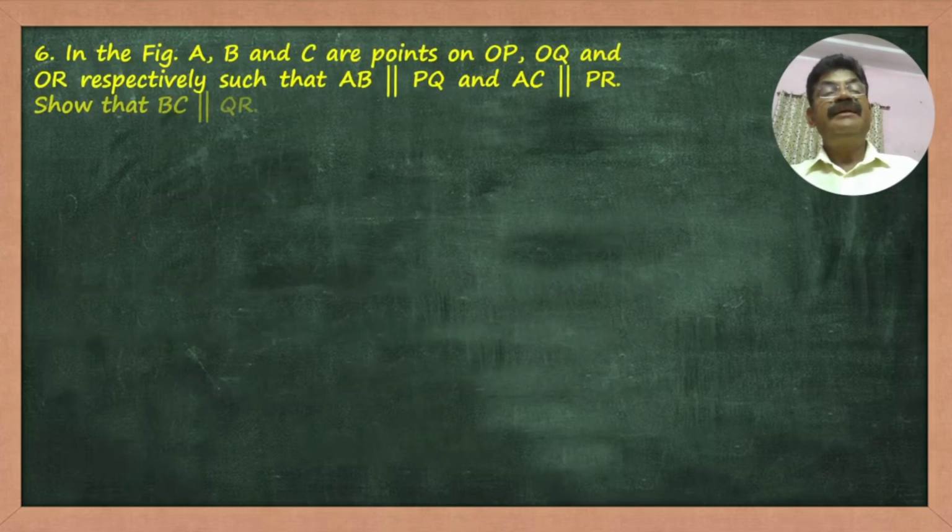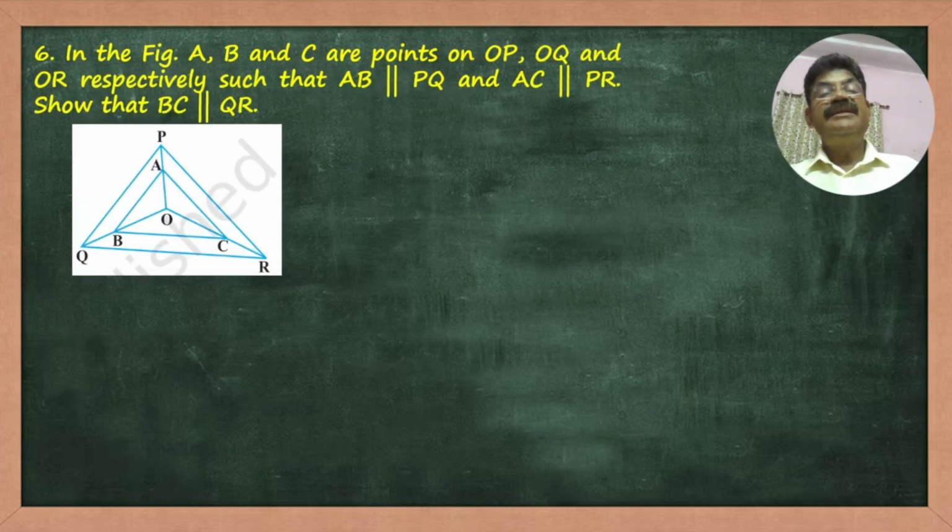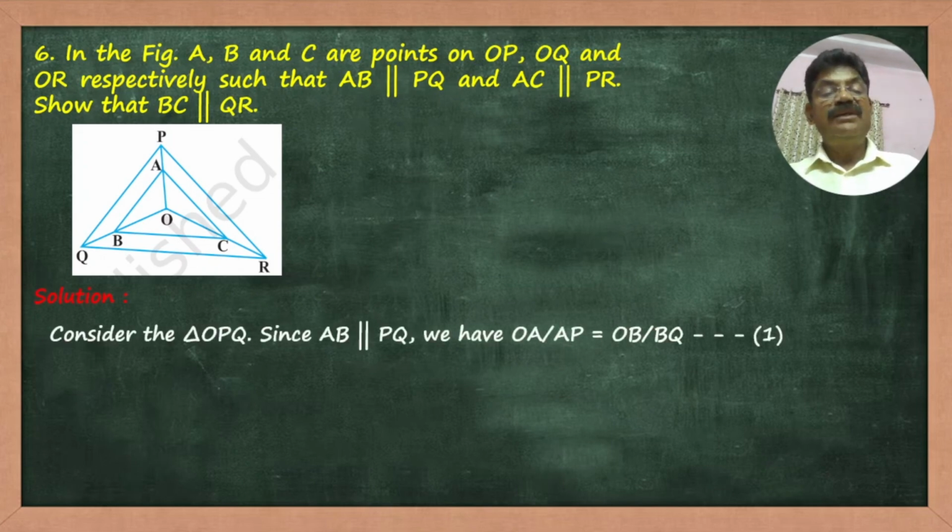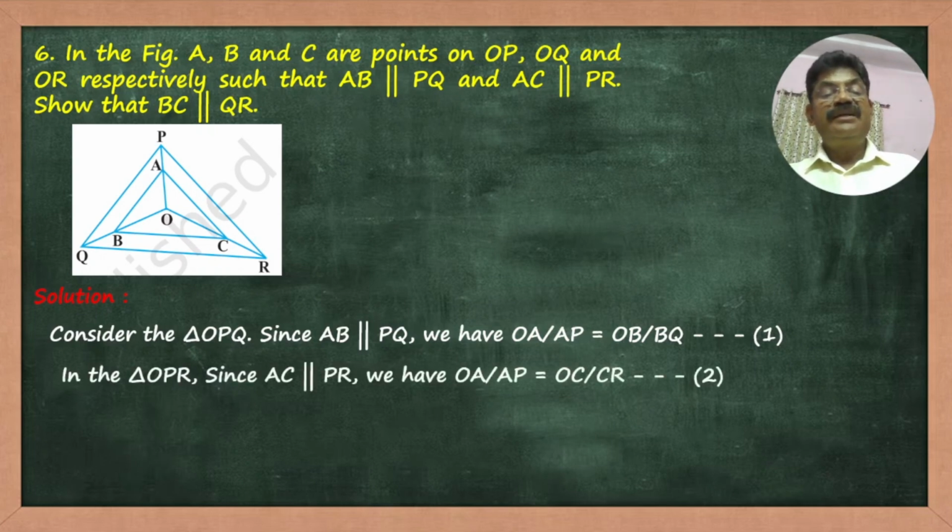Sixth problem. In the figure, A, B, C are points on OP, OQ and OR respectively such that AB is parallel to PQ and AC is parallel to PR. Show that BC is parallel to QR. Solution. Consider the triangle OPQ. Since AB is parallel to PQ, we have OA divided by AP is equal to OB divided by BQ. Just apply theorem 6.1. In the triangle OPR, since AC is parallel to PR, we have OA divided by AP is equal to OC divided by CR. You call this equation 2.